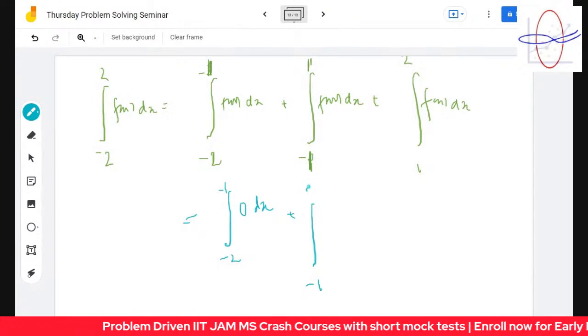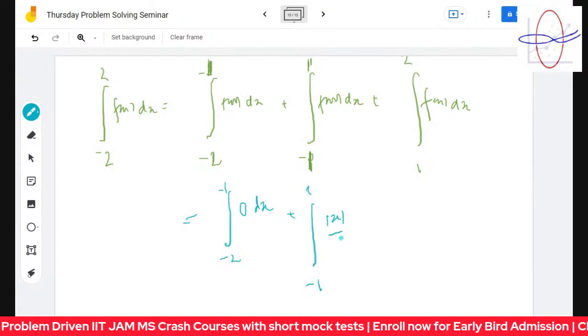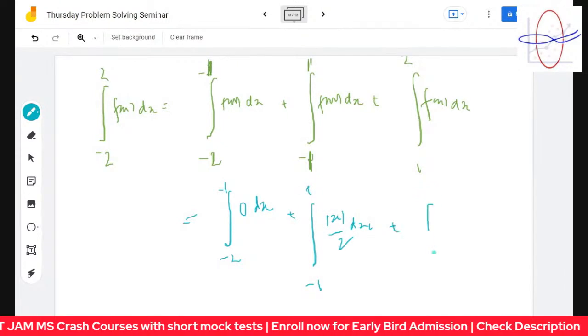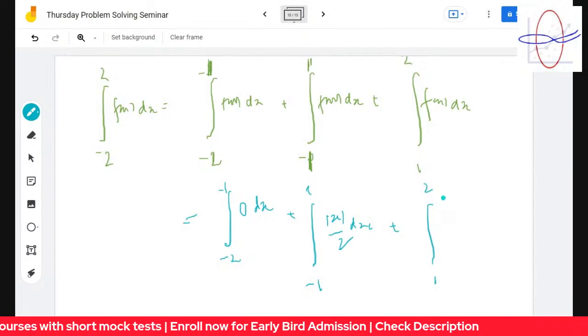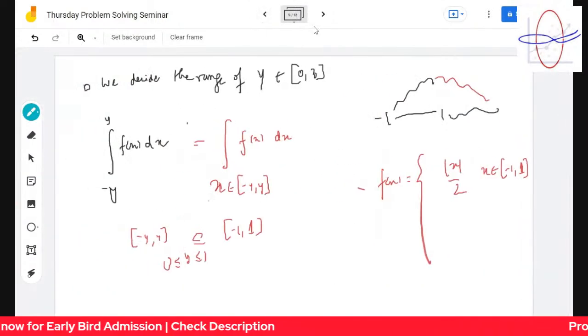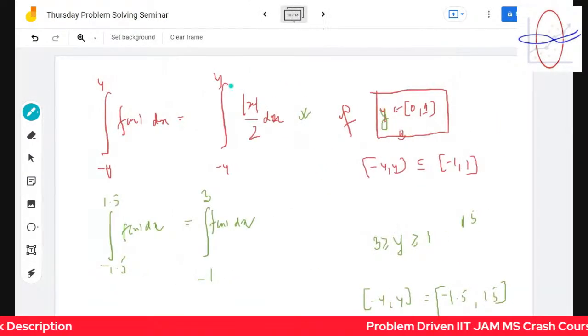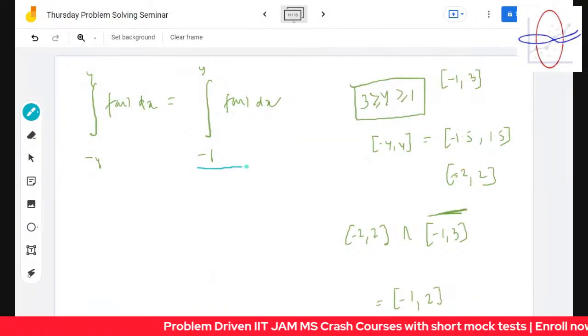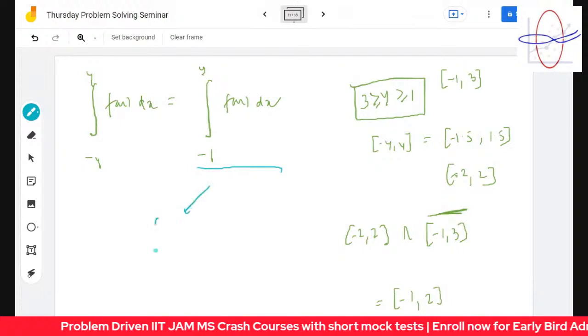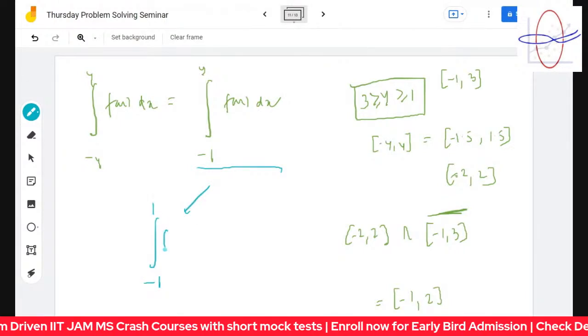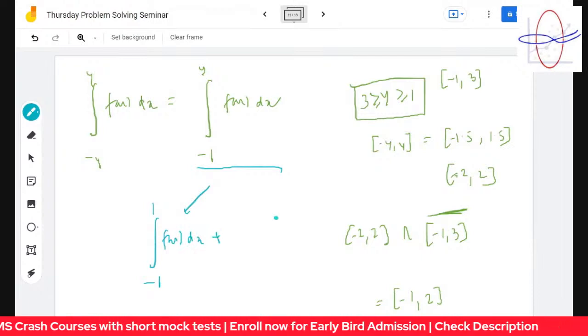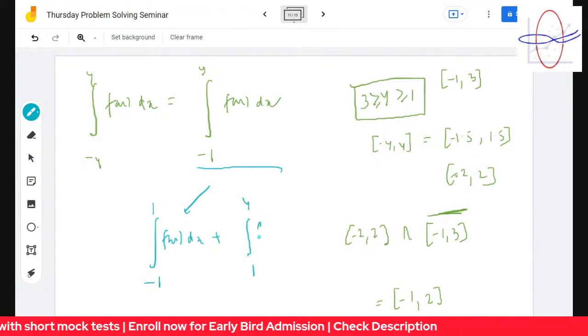Here f(x) is |x|/2 dx. And here f(x) is 3 minus x, whichever applies. So therefore, for y greater than or equal to 1 and less than or equal to 3, it's turning out to be this. Now you have to divide it into two cases: the integral from minus 1 to 1 of f(x) dx plus the integral from 1 to y of f(x) dx. And you have to find this in terms of y.